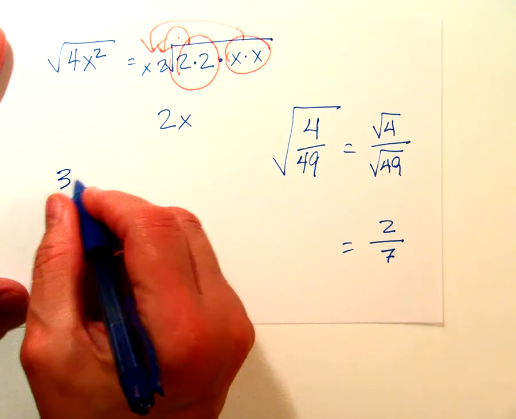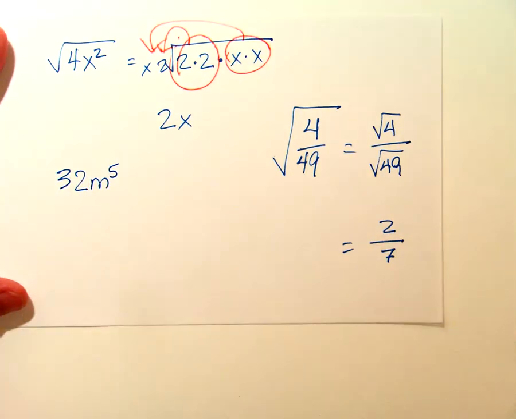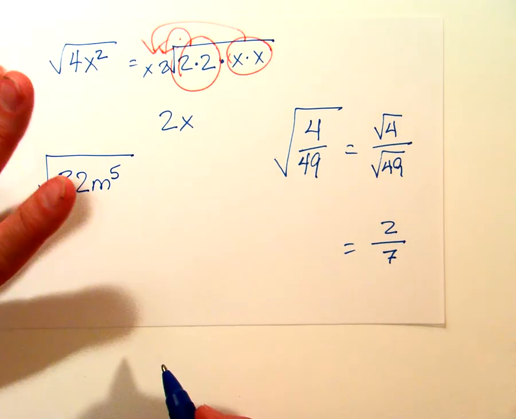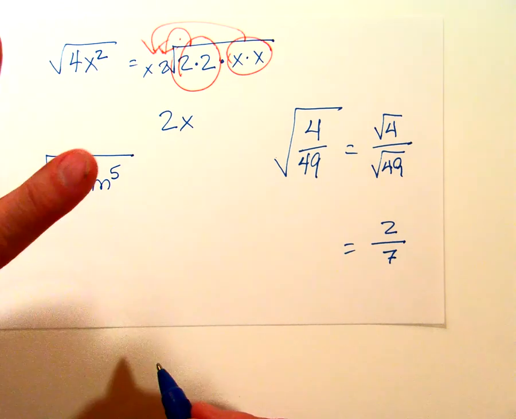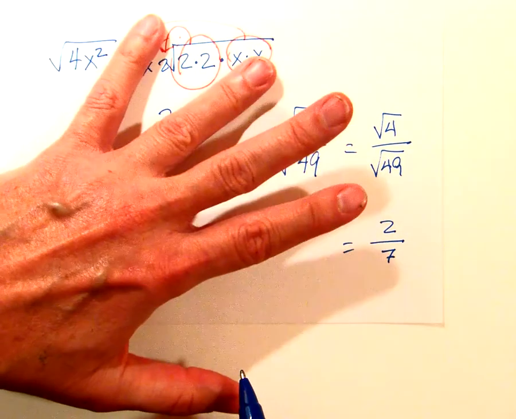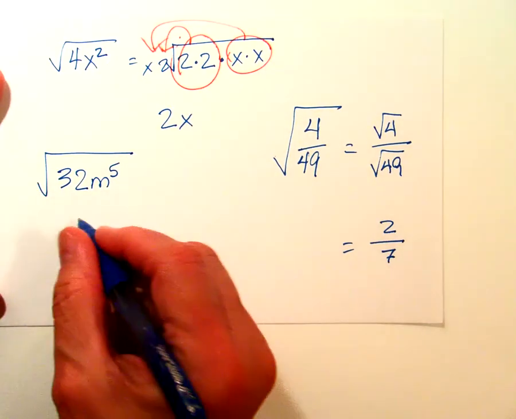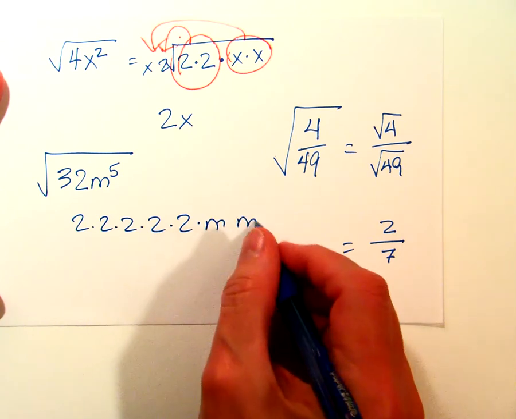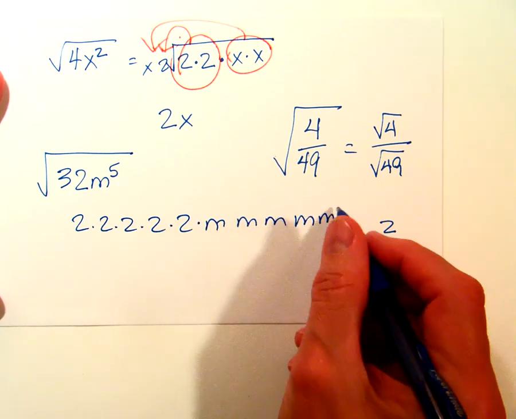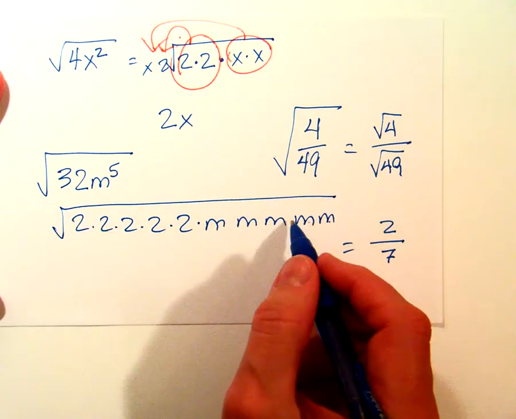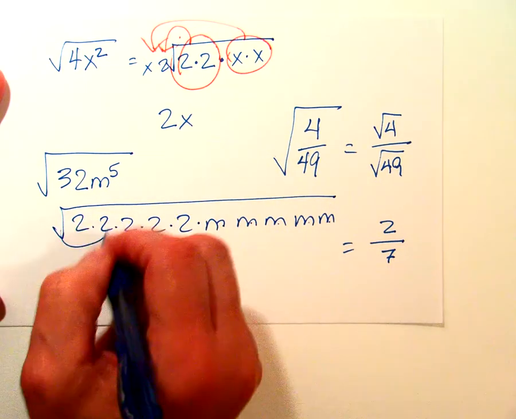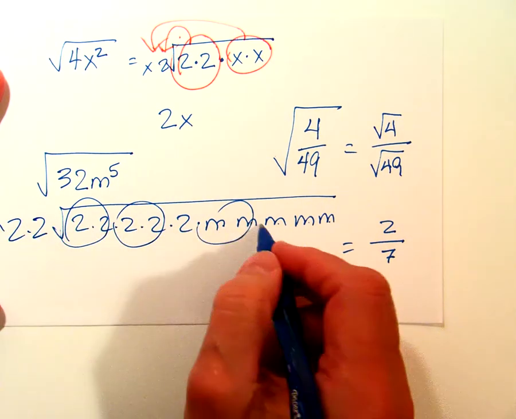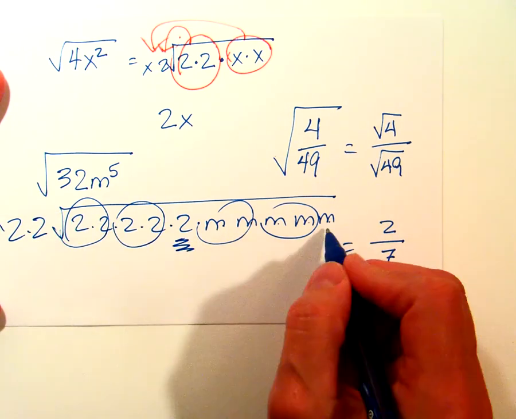Another one, how about 32m to the 5th? Take the square root of that. 32, that's 2 times 2 times 2 times 2 times 2. 2 times 2 is 4, 8, 16, 32. That's 5 2's. And lots of m's. Okay? Happy couple of 2's, another happy couple of 2's, happy couple of m's, another happy couple of m's. A lonely only 2 and a lonely only m.